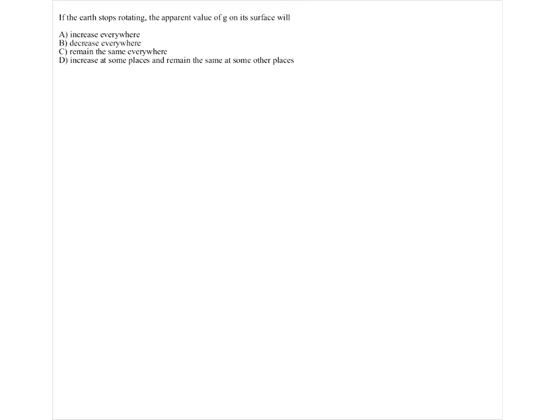Then the rotation effect will be gone. So that means if at the equator its value was less, what will happen? It will become more. If it was less at some angle because of rotation, it will become more. At the poles, there was no effect earlier, so it stays the same.